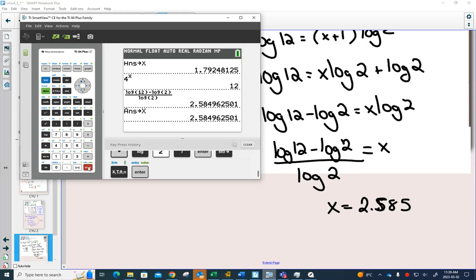Question. Can I also just divide by log 2 in the log 12 equals x plus 1 times log 2? And then subtract 1 on both sides? Yes. Yeah.